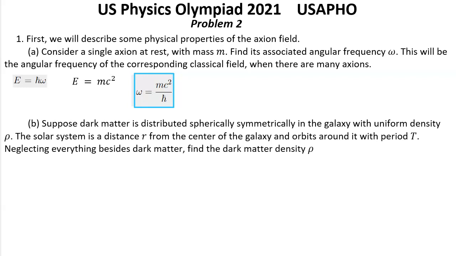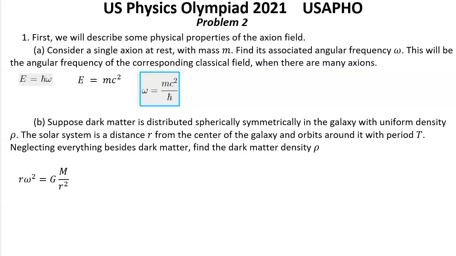Question B. Suppose dark matter is distributed spherically symmetrically in the galaxy with a uniform density ρ. The solar system is a distance r from the center of the galaxy and orbits around it with a period t. Neglecting everything besides dark matter, find the dark matter density ρ. Solution. Setting the centripetal acceleration equal to gravitational acceleration, we have r omega squared equal GM over r squared, omega equal 2 pi over period t, and mass equal 4/3 pi r cubed ρ.